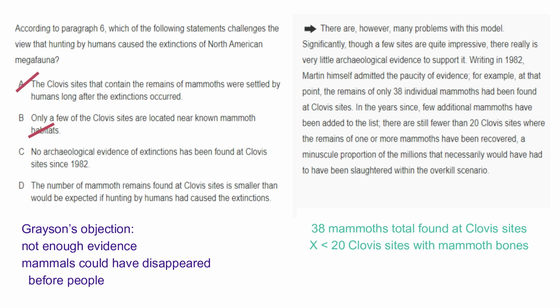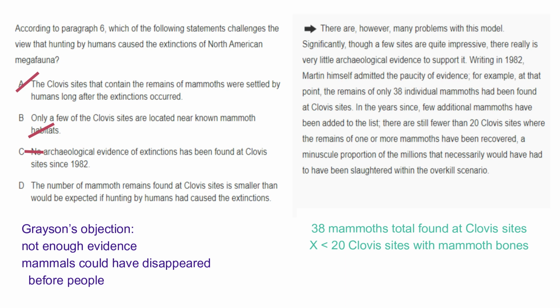Remember Dr. Burns's tip when evaluating options that repeat some of the keywords in the passage. This looks like an attractive choice, but in fact, it is a siren song and a trap. B contains keywords like only, few, Clovis sites, mammoth, but it connects ideas incorrectly. C. No archaeological evidence of extinctions has been found at Clovis sites since 1982. The absoluteness in citing the word no is inappropriate and incorrect. The passage says few, which means at least one. Remember to use Dr. Burns's tip that any absoluteness indication words are candidates for elimination.